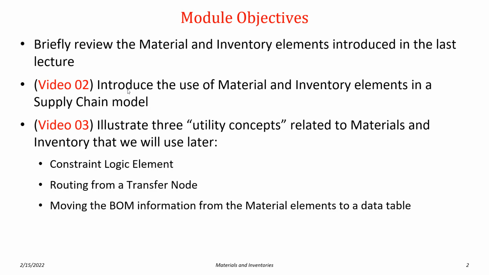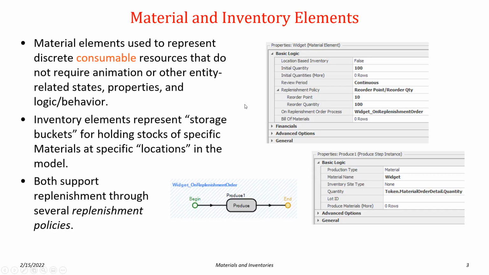And then finally in video 3, we're going to illustrate 3 utility concepts that are related to materials and inventory, and we're going to use these concepts later on. The first one is something called a constraint logic element. The second one is using a transfer node to route to multiple servers in parallel. And finally, we're going to look at moving the bill of material information from the material elements into a data table.